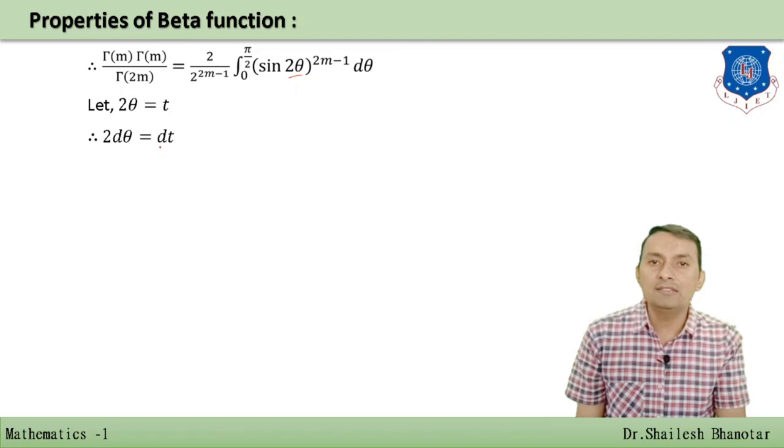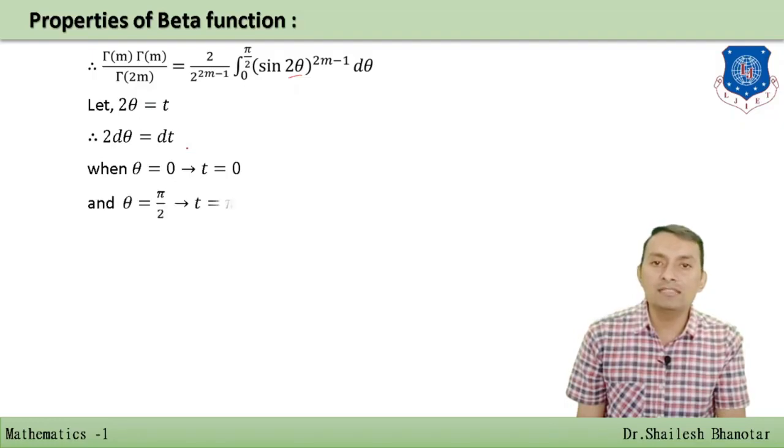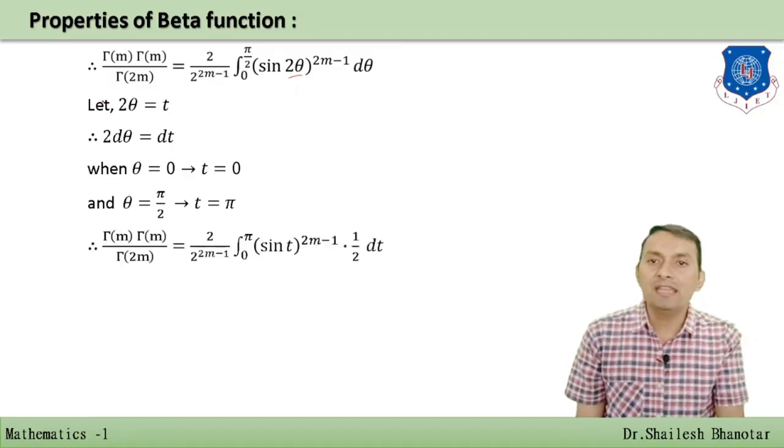So what can I say? 2 times d theta is equal to dt. But when theta is equal to 0, what will I get? t is equal to 0, and when theta is pi by 2, we will get t is equal to pi. But again, the left hand side is the same as before, but on the right hand side there will be a change.